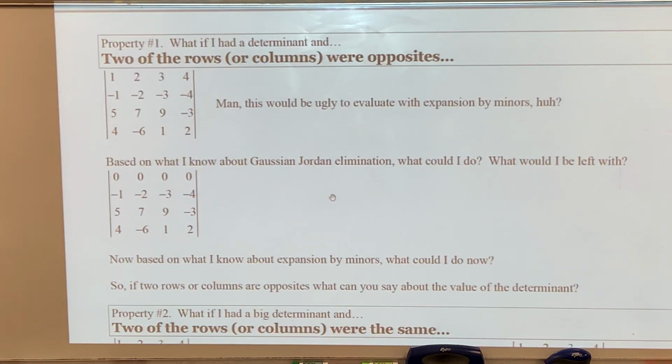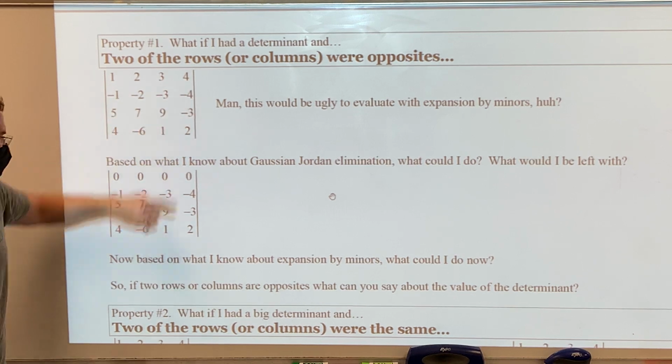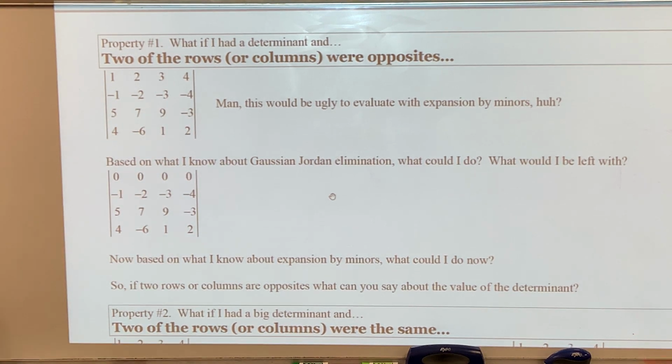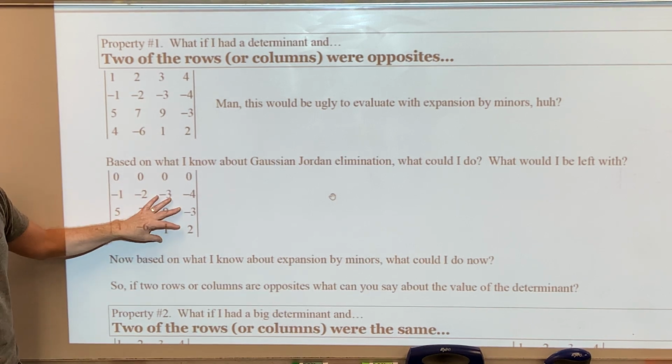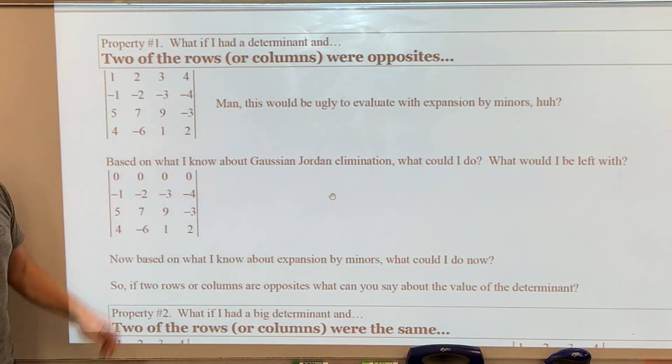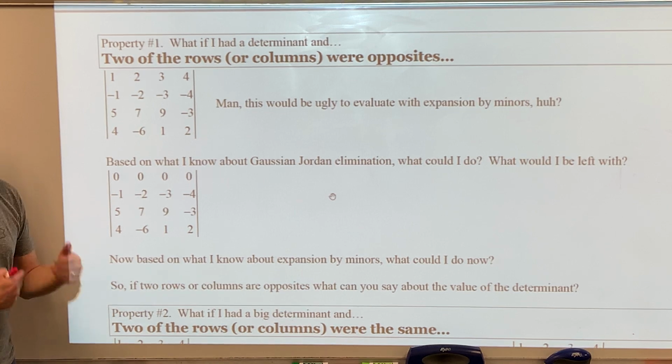Okay, what if any 2 rows, and I just mentioned this, or any 2 columns were total opposites? Then what happens when you add them together? You get 0, 0, 0, 0. And what happens if you have a row of zeros? Then it's already 0. It ends up being 0. Why? Because if I expand by this, I'm going 0 times its minor, doesn't matter, it's 0. 0 times its minor, doesn't matter, it's 0. Are you following me?